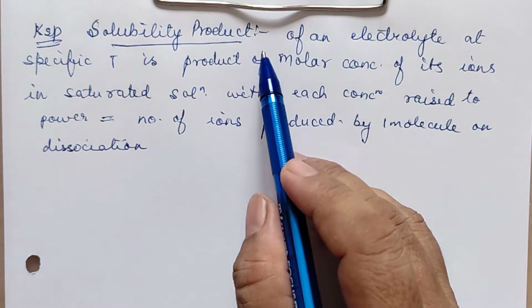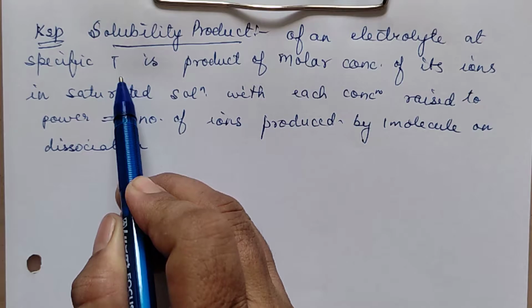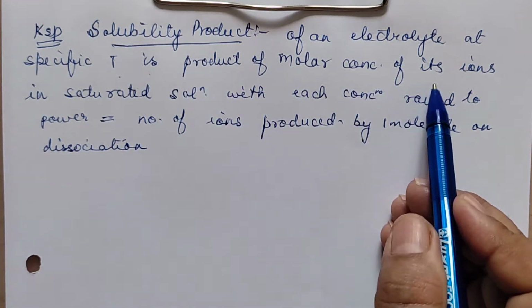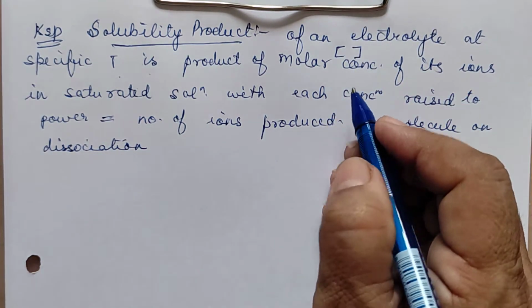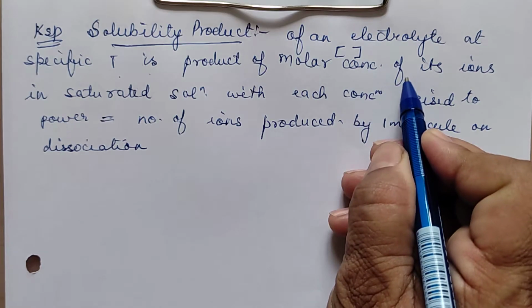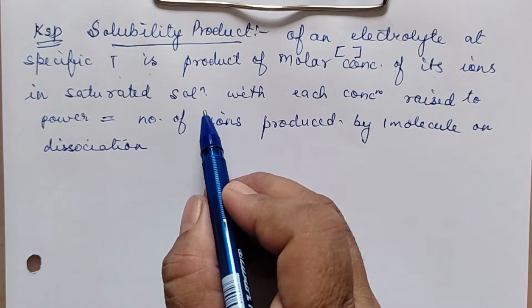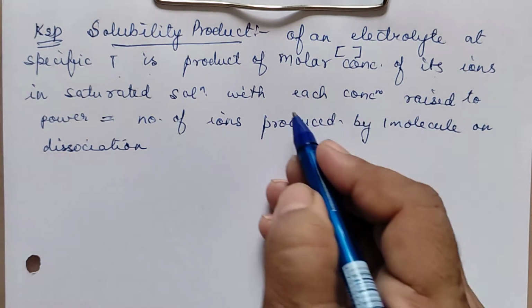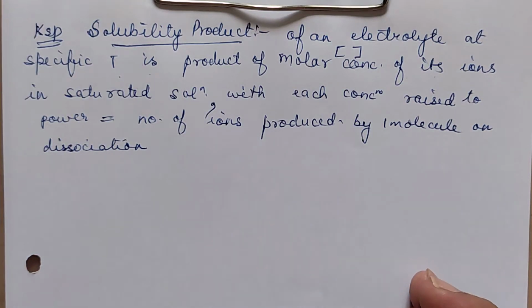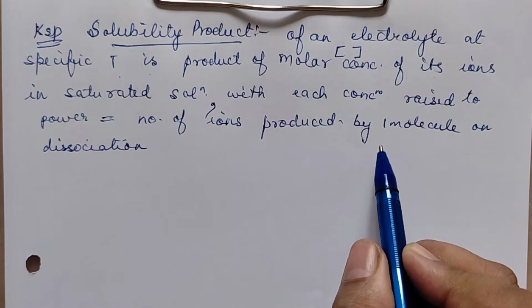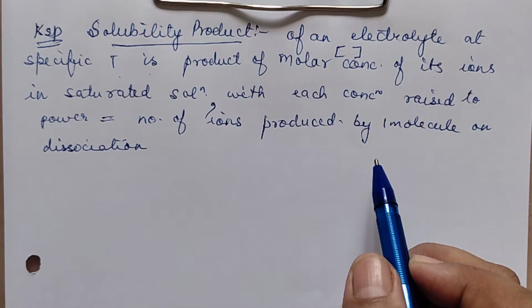Right, it's defined as: solubility product of an electrolyte at a specific temperature is the product of molar concentrations, we also write with the square bracket, product of molar concentration of its ions in saturated solution with each concentration raised to the power of whatever ions it is producing by one molecule. Okay, maybe at present you feel the definition is not that clear.